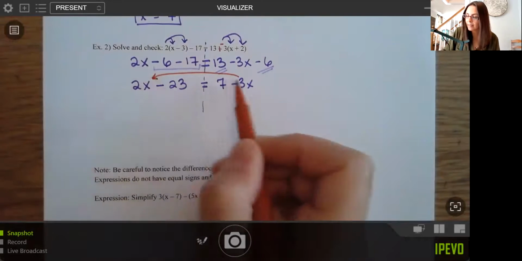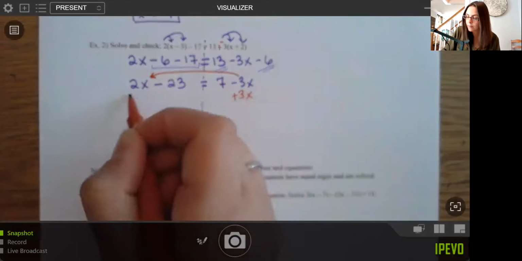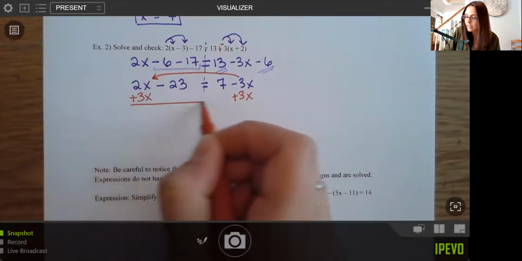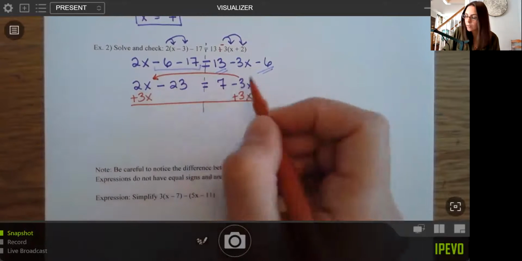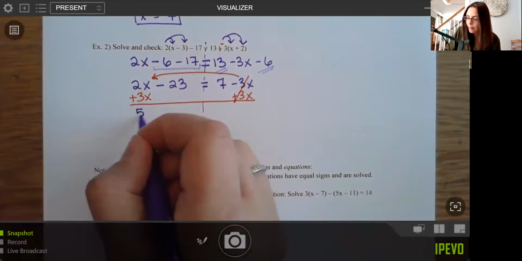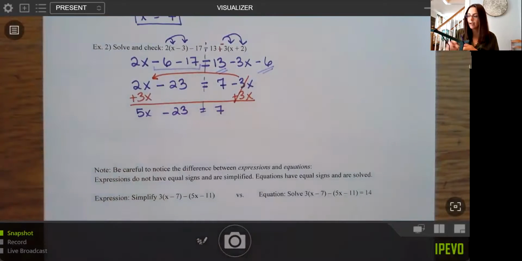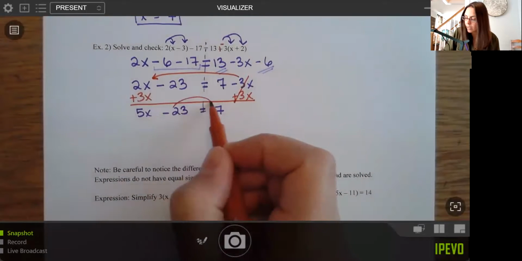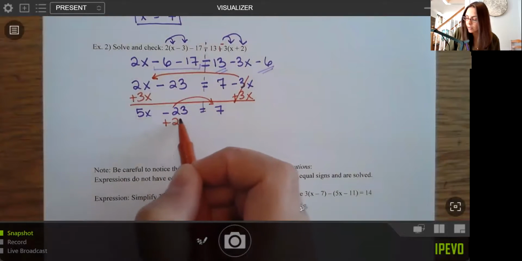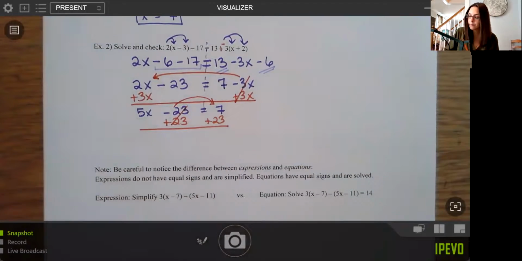If I bring my x's to the left, I'm going to take this -3x and make it a +3x. This is different because I'm crossing over the equal sign now, so I have to use that opposite idea. So I have 5x minus 23 equals 7. And then now I'm going to bring that 23 to the other side. So it becomes a +23 to get it to cancel on the left and move it to the right.